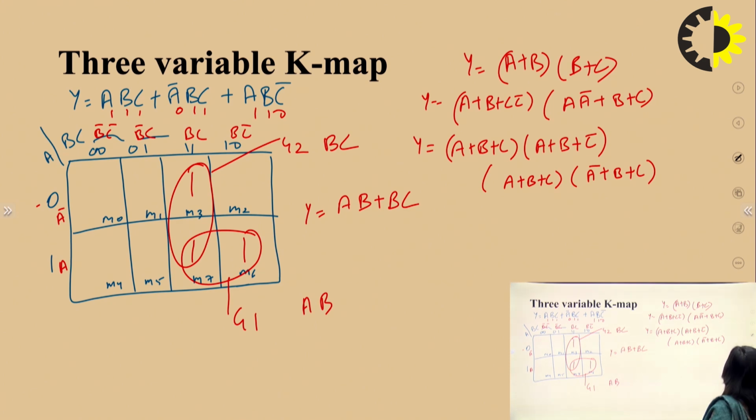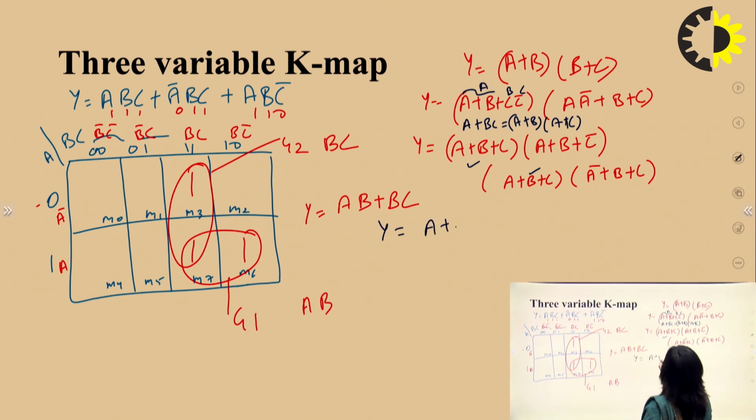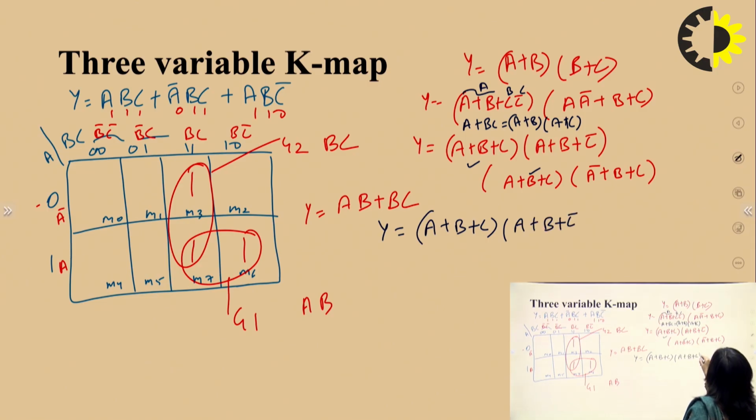By using this formula, A plus BC, A plus B and A plus C, where this is our A, this is B and this is C, we have written this expression. Now this term has come 2 times, so we will write only 1 time, because a into a into a is equal to a. So the final expression will be a plus b plus c, and then a plus b plus c bar, and then a plus b plus c.